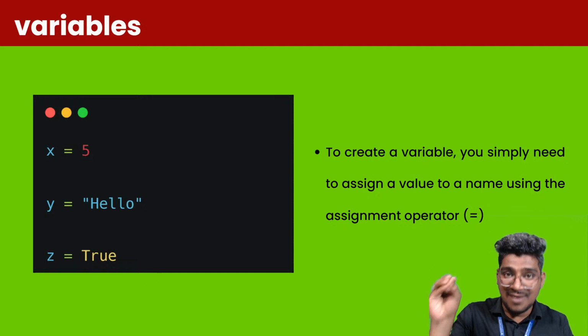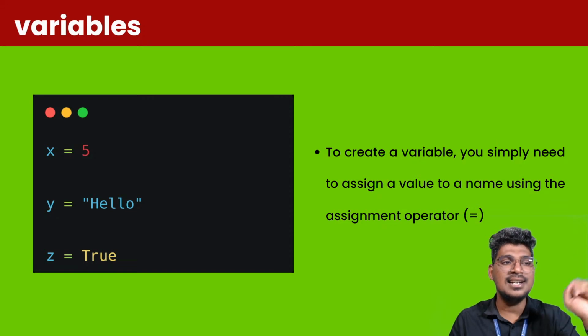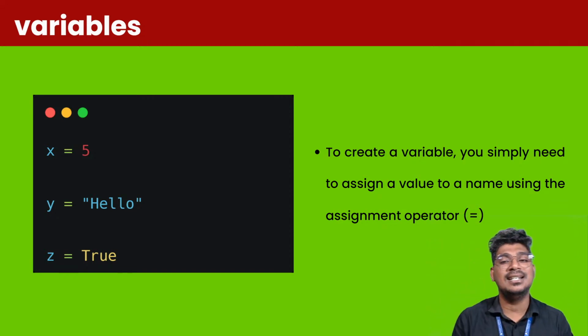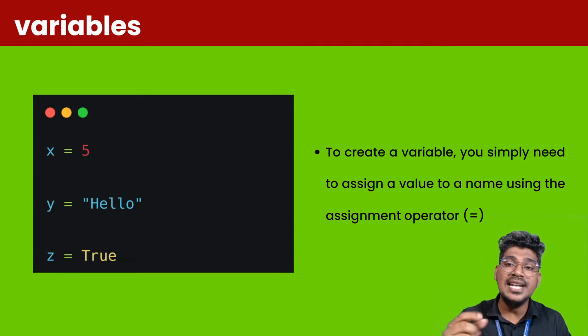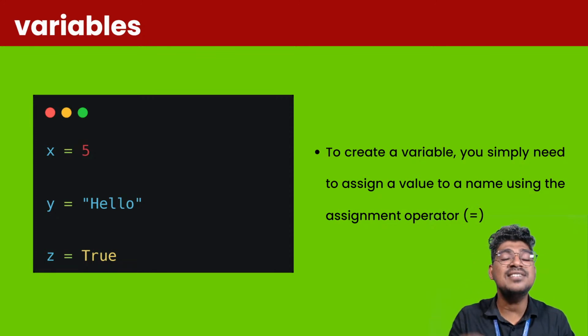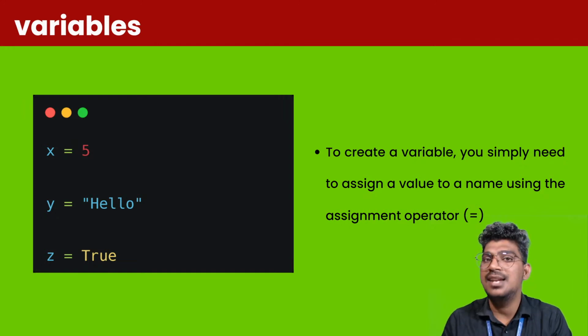5 is the value, x is the variable. Like here, x is a container, and we are going to store the value in that particular container. That means to create a variable, you simply need to assign a value to it. Assign, in the sense, we use the equal symbol. So x is equal to 5. Here x is a variable and 5 is the value.